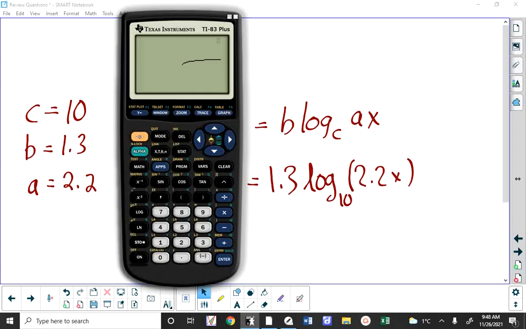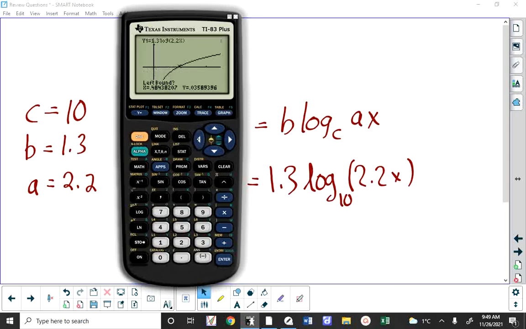The bottom line is we want to find the x-intercept. So perhaps I should zoom in. I'm going to choose zoom box, and stretch out a little box around that area that I'm pretty sure it's crossing the x-axis in. So I'm going to find the x-intercept, which is a zero.